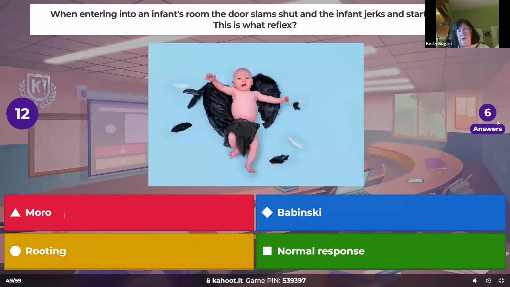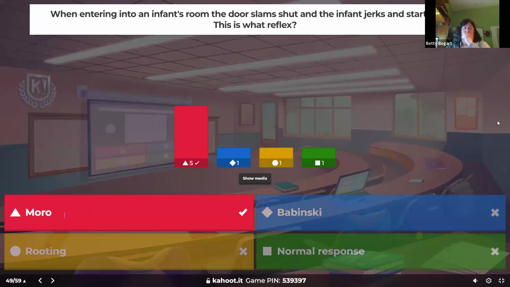Babinski, we've already talked about that one. It's called the Moro or startle reflex. So all of a sudden they'll come up like that. Rooting is when you stroke their chin and they go looking for something to eat, whether breast or bottle.